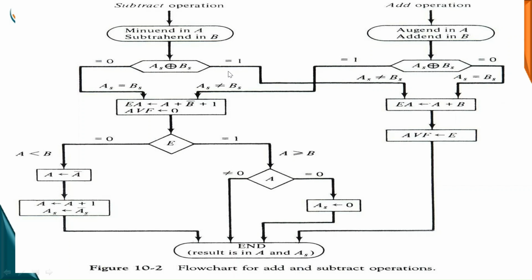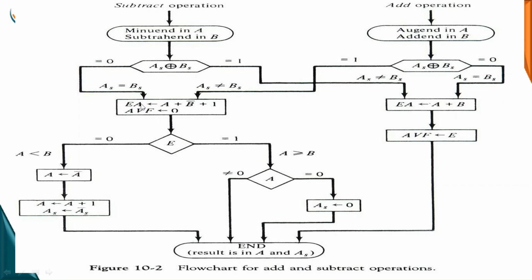At the subtraction side, if both the signs are not the same, then you perform an addition. If both the signs are equal, then you perform a subtraction. At the addition side, it is the reverse. If both the signs are equal, you perform an addition. If both signs are different, then you perform a subtraction operation.